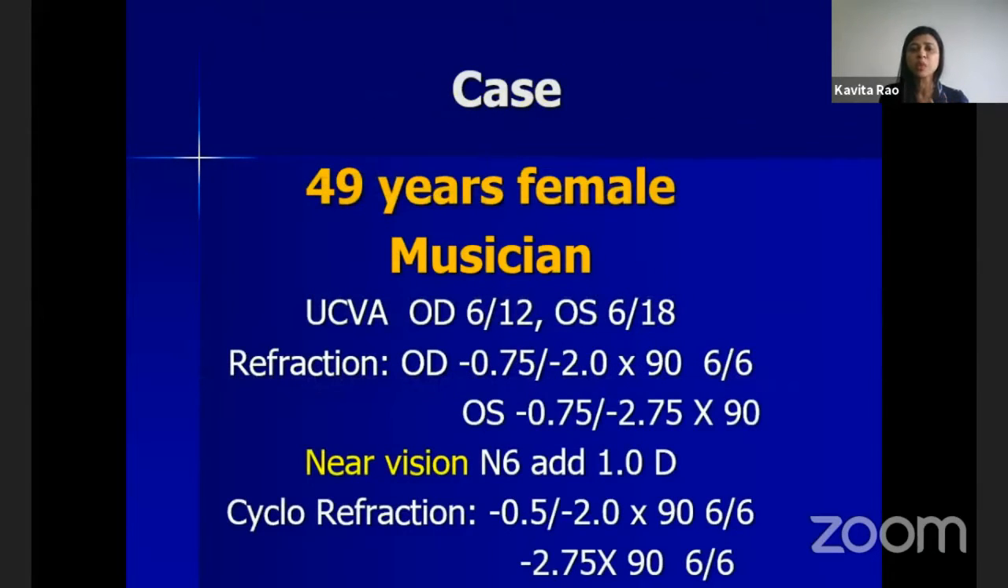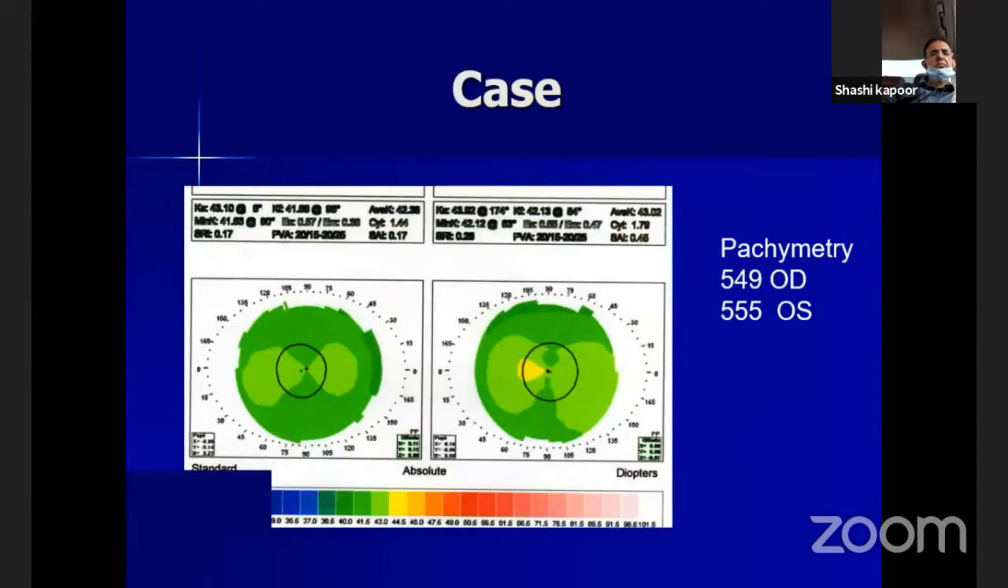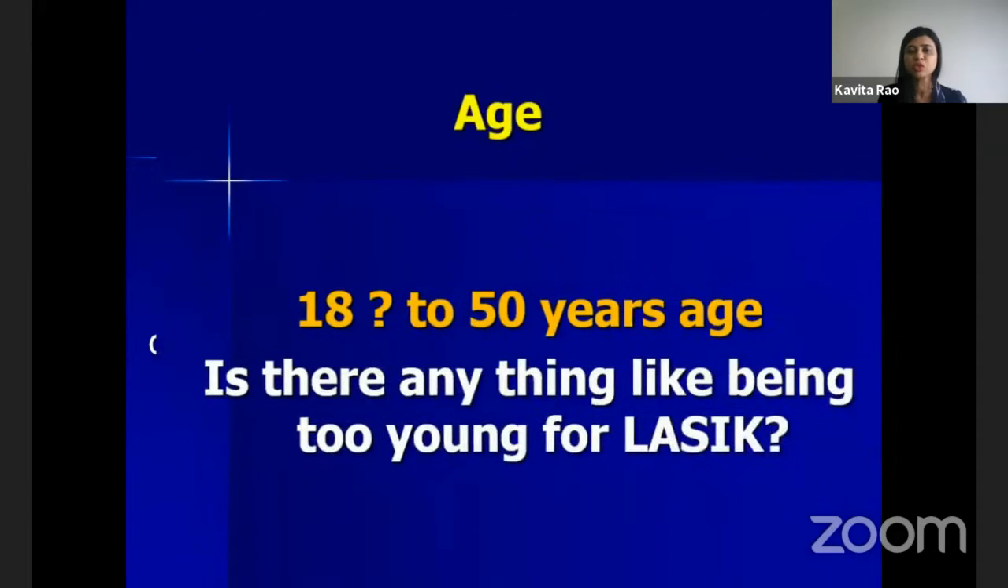Now, let's look at this patient. This was her refractive error. She came for LASIK, and she was fit for LASIK also. But her expectation was that she should be seeing for distance without glasses, and also her notes, which were kept at one foot distance, as she was a musician. So obviously in this patient, monovision would be a good option. That is something you should keep in mind.